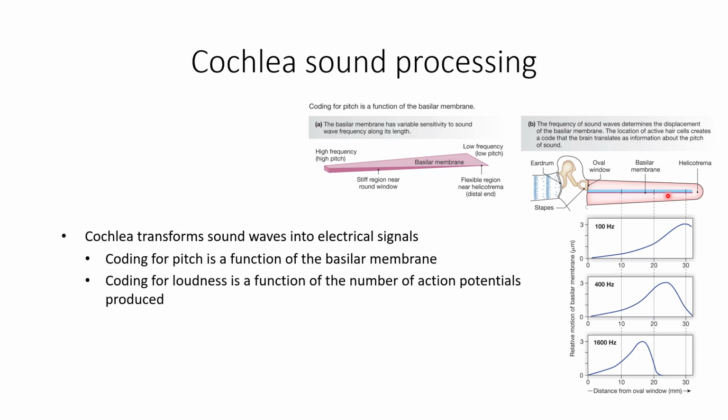You can kind of think about it like a piano, in the sense that on one end of the keyboard are the low keys, and as you start moving down to the other end, you get the higher pitches. So depending on which ones get triggered, that'll tell the brain, hey, it's probably this pitch. And again, loudness is a function of the number of action potentials. So if we have a higher amplitude, it's going to push harder on those hair cells in these different regions based off the wavelength, and we'll get a louder sound.